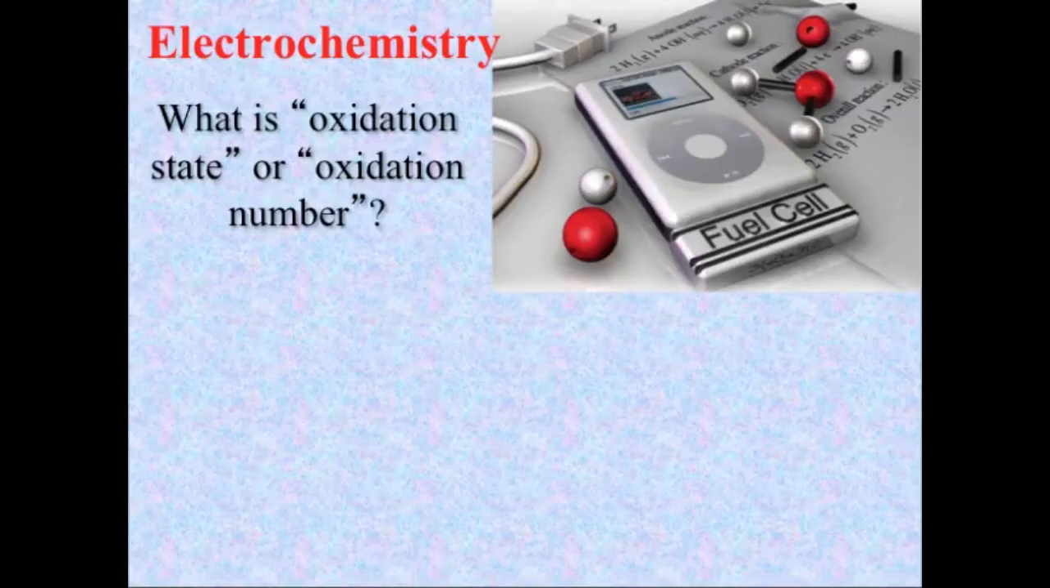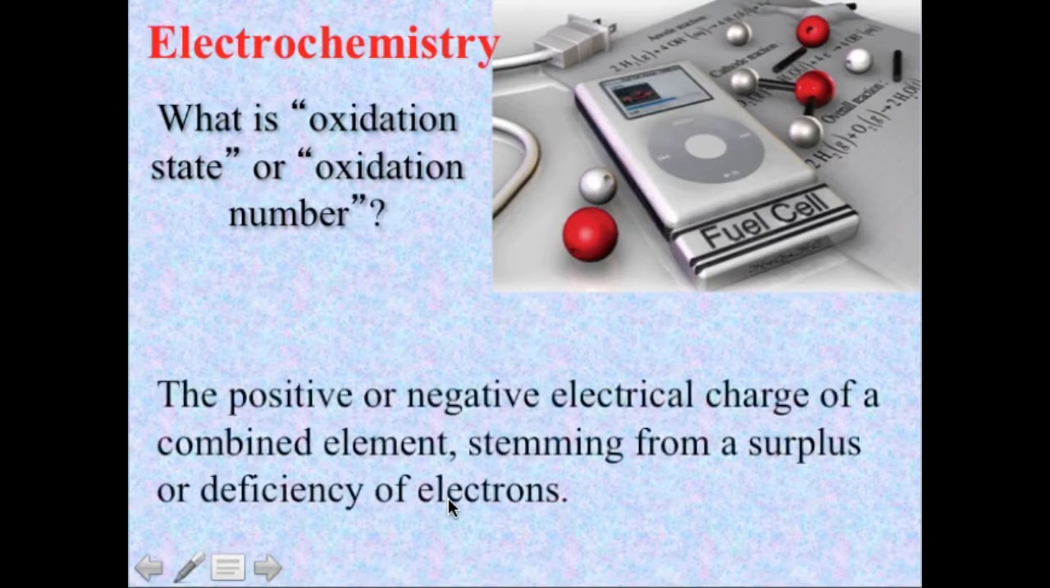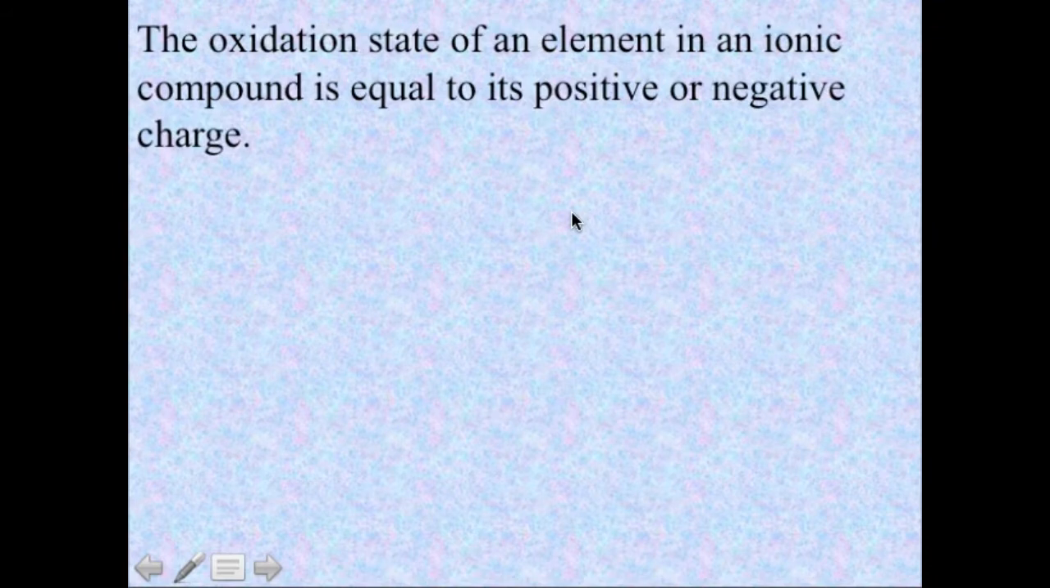So what is electrochemistry? Well, let's start with the beginnings that you should remember really from Chem 1A. What is oxidation state or oxidation number? It's the positive or negative electrical charge of a combined element stemming from a surplus or deficiency of electrons. The oxidation state of an element in an ionic compound is equal to its positive or negative charge.